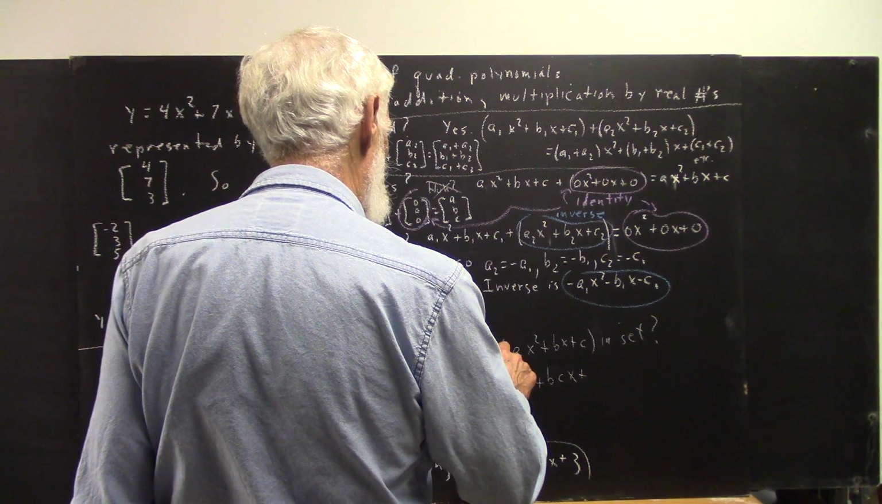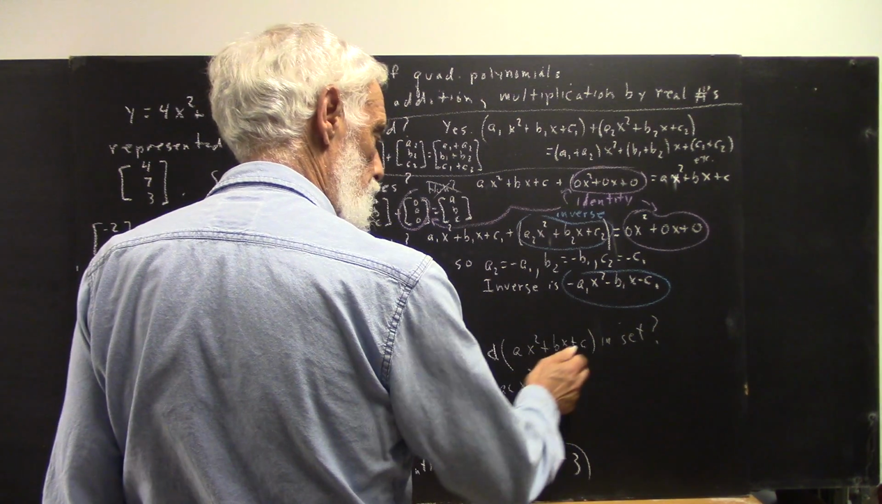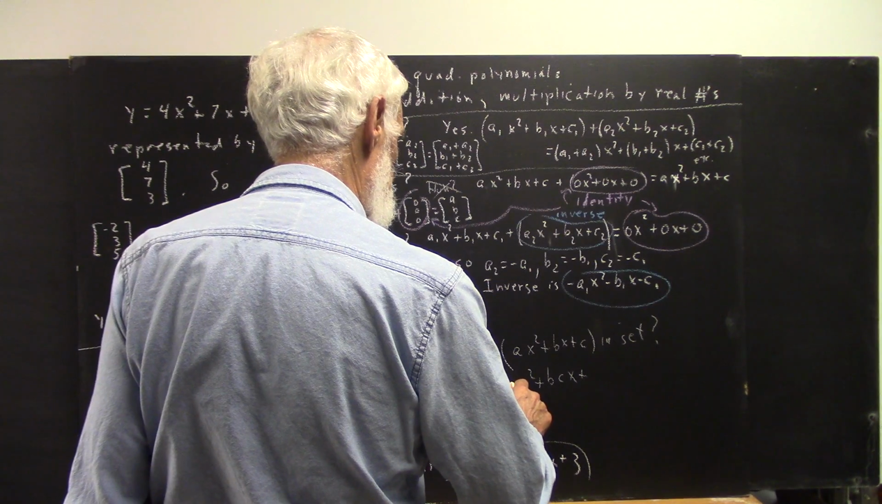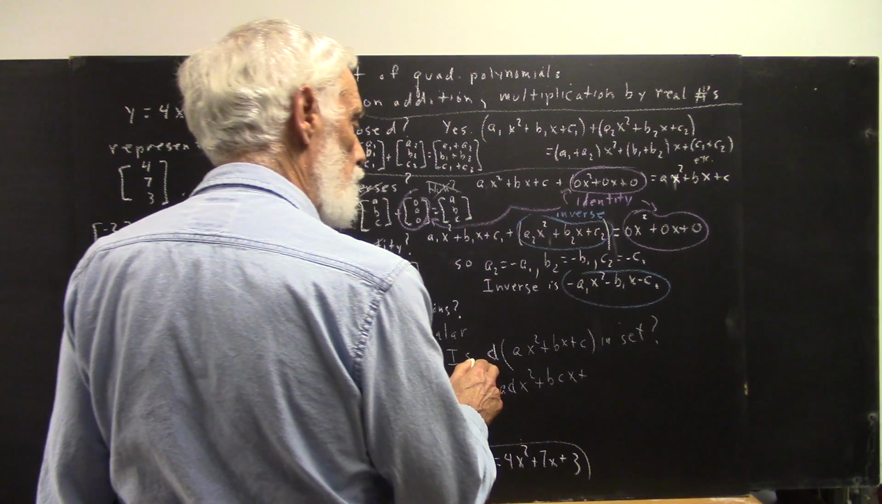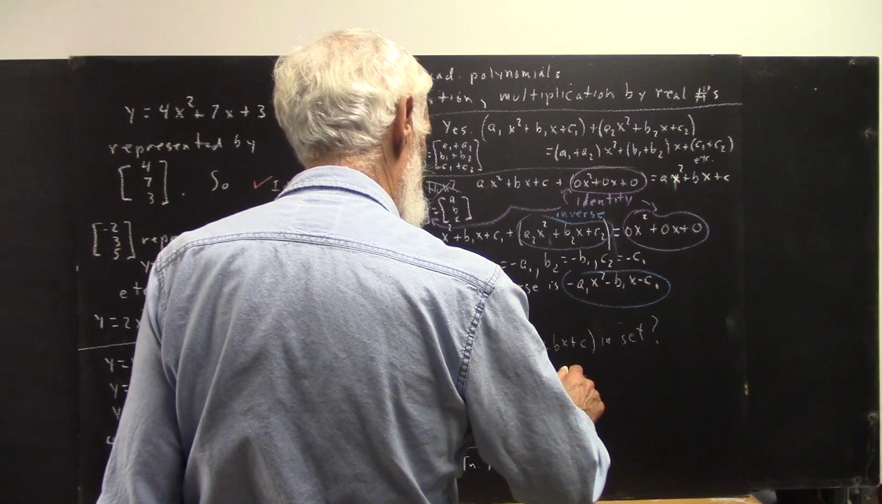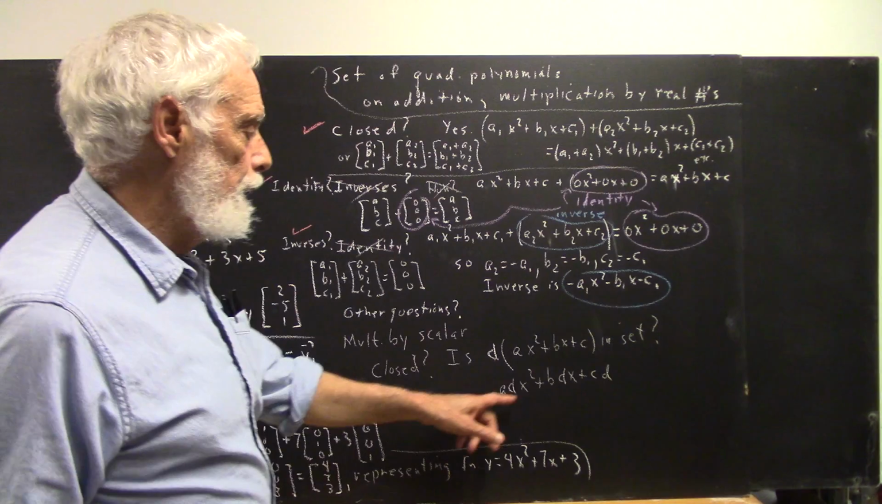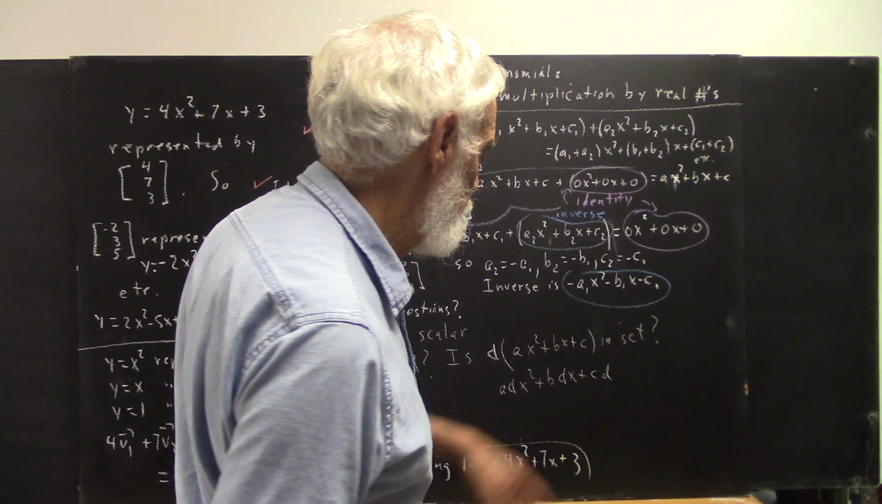Okay, I'm going to use D for my scalar. We often use C for the scalar, but that wasn't a good idea in this case because I'd already used C. So I'm going to use D, but clearly now if I multiply D by the polynomial, I'm going to get ADX squared plus BDX plus CD.